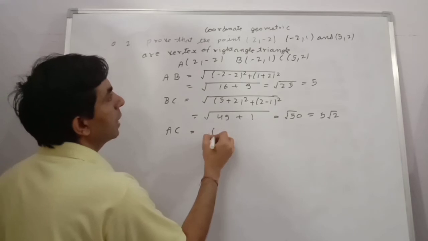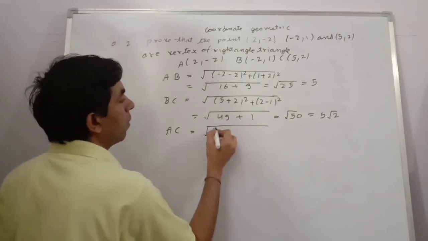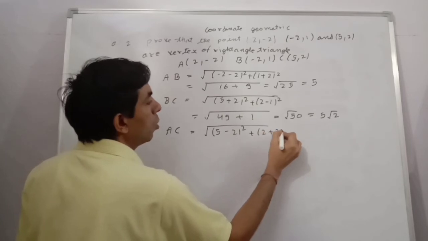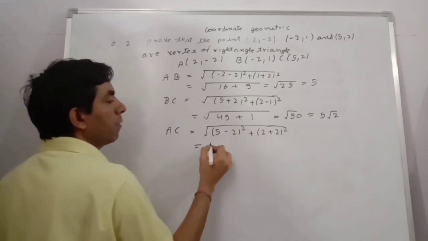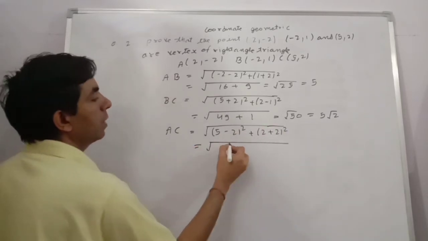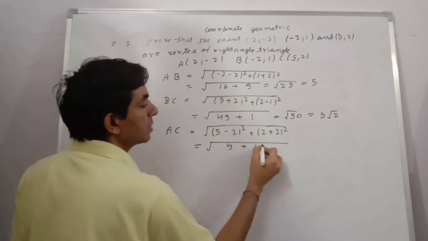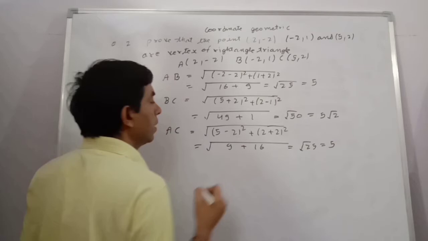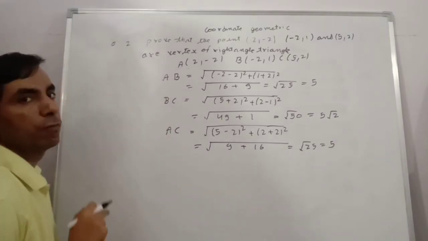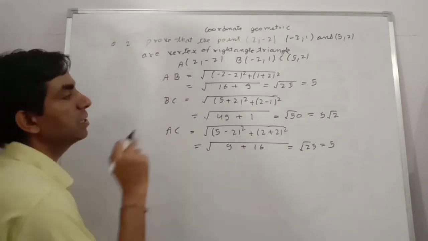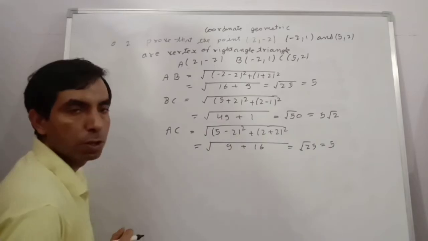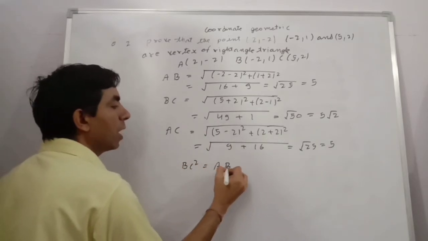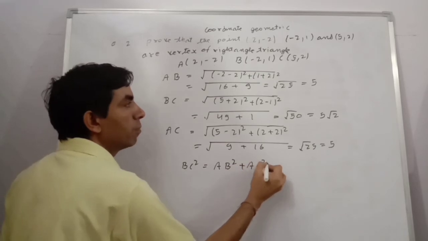Next, AC: we get square root of (5 - 2) whole square plus (2 + 2) whole square. Then we get 5 minus 2 means 3, whose square is 9, plus 2 plus 2 is 4, whose square is 16. Then we get root 25 equals 5. Now if we want to prove it is a right angle triangle, check what is the largest side. Here the largest side is BC. So take BC square equals AB square plus AC square.